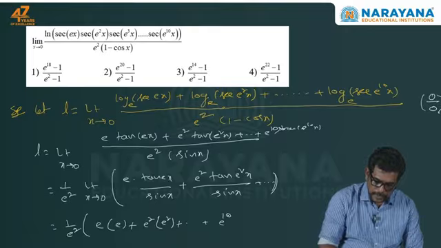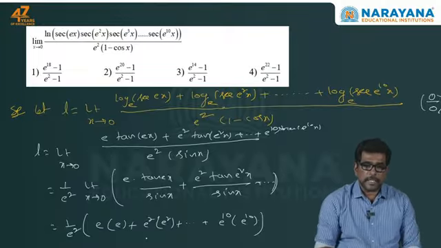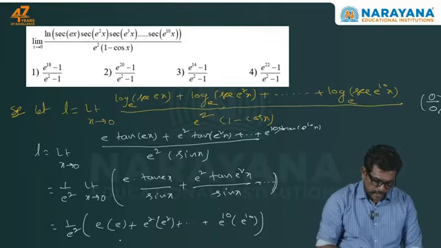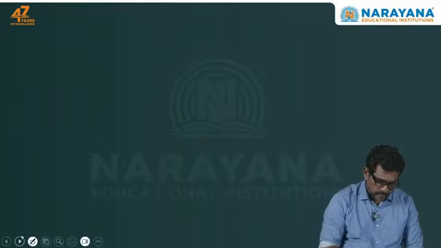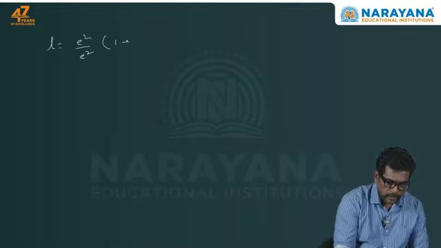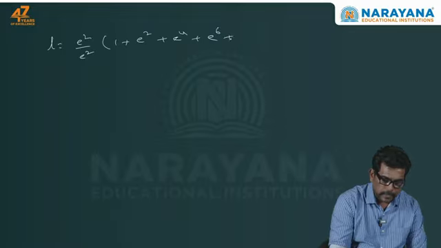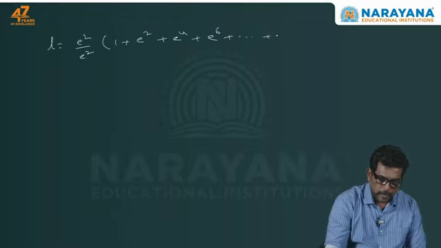The last one is e to the power of 10 into e to the power of 10. Now every term has e square common. By taking e square common, L is equal to e square by e square into 1 plus e square plus e to the power of 4 plus e to the power of 6 plus and so on plus e to the power of 18.